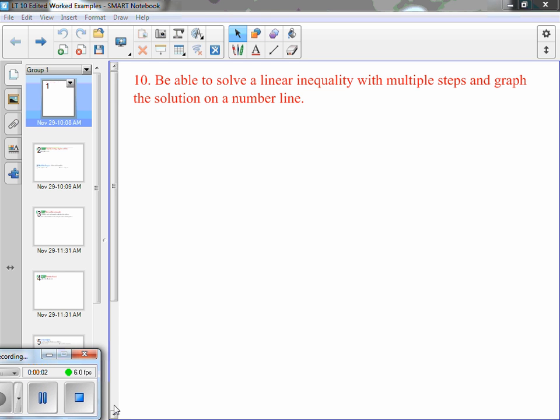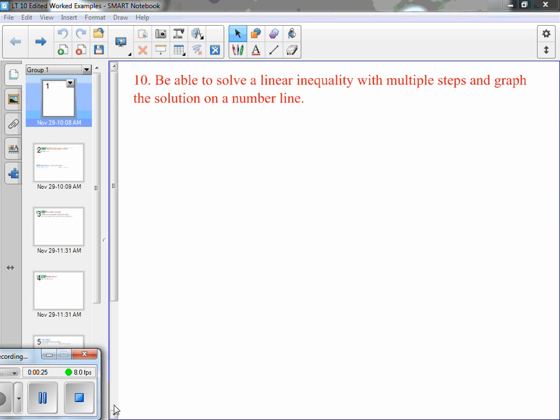Learning target 10. Be able to solve a linear inequality with multiple steps and graph the solution on a number line. Inequalities are solved the exact same way equations are solved, with two exceptions.